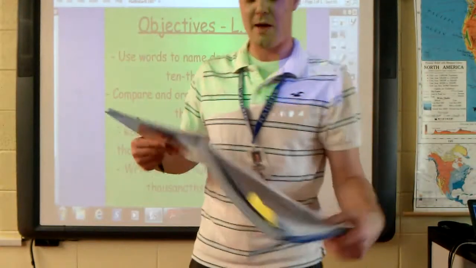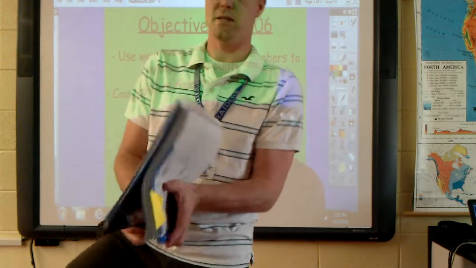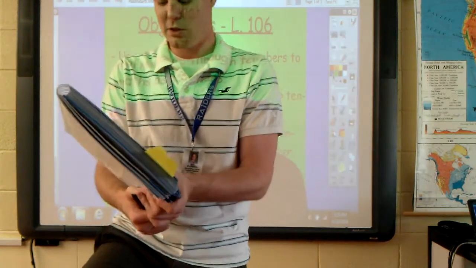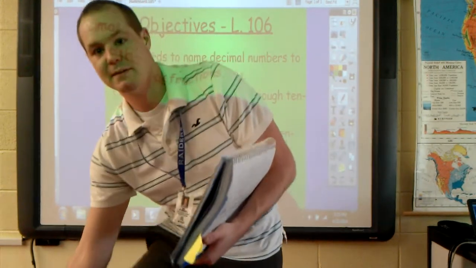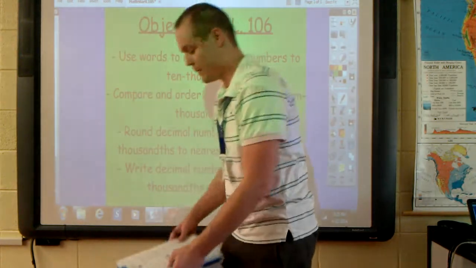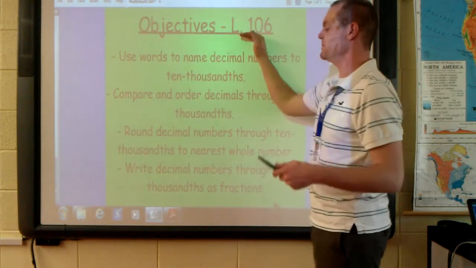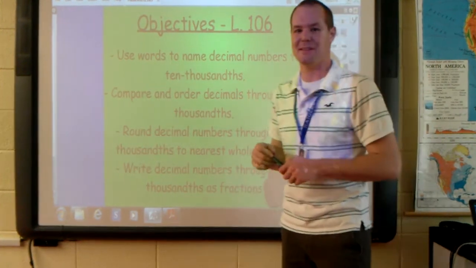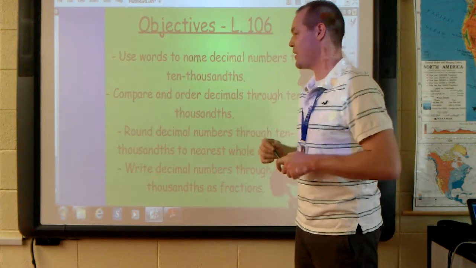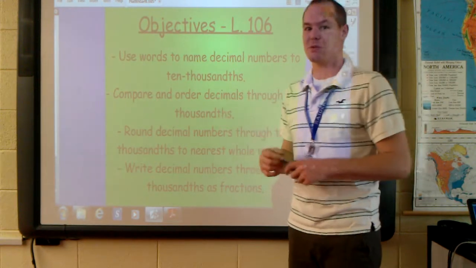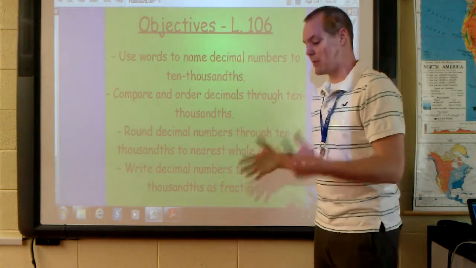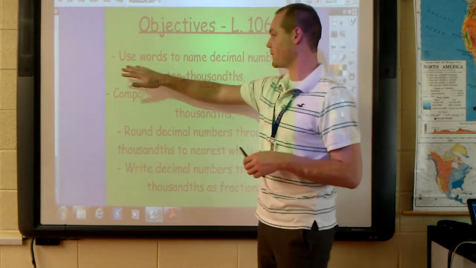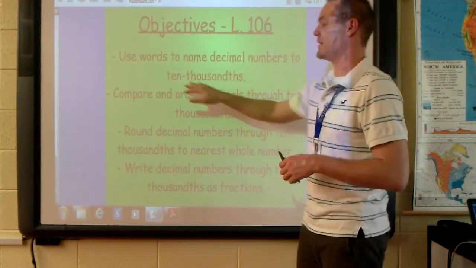Hello. So today we have lesson 106, and lesson 106 is found on page 696 in your books. The objectives are of course posted on the board. Really wordy today, but that doesn't mean that we have a ton of them, and it's really not that complex. We're just kind of adding to something that we've learned previously. It says, use words to name decimal numbers to the 10,000ths.